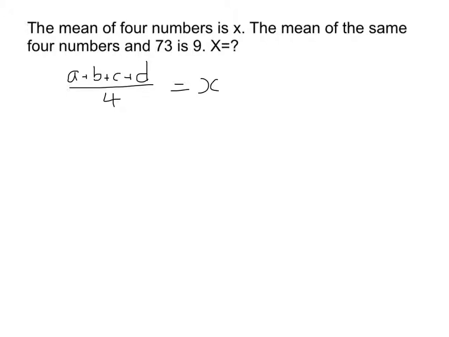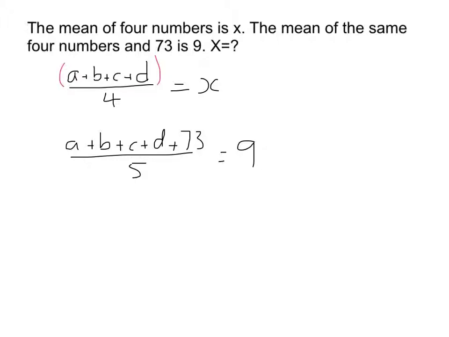Now it also says that the mean of the same 4 numbers, so a plus b plus c plus d plus 73, divided by 5 is equal to 9. Now if I take this first equation here and multiply both sides by 4, then that will cancel that down. That leaves me with 4x is equal to a plus b plus c plus d.